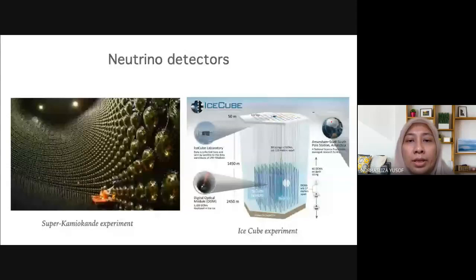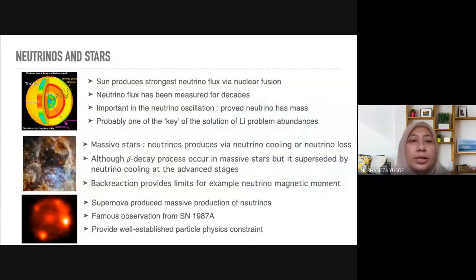Next, the focus of this talk is the relationship between neutrinos and the stars. As I mentioned before, for a very long time the main research focused on the sun, solar neutrinos. The sun, which is our sun, produces the strongest neutrino flux via nuclear fusion, because the sun itself is powered by the nuclear fusion process. During fusion, a neutrino is always produced, many times over. These neutrinos can escape from the center of the sun, come to the Earth, and be detected by, for example, the Super-Kamiokande experiment. This neutrino flux has been measured for decades. It even won the Nobel Prize.